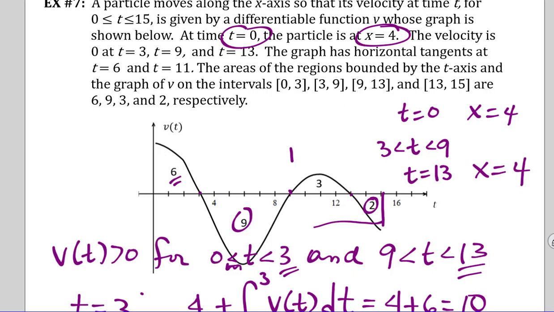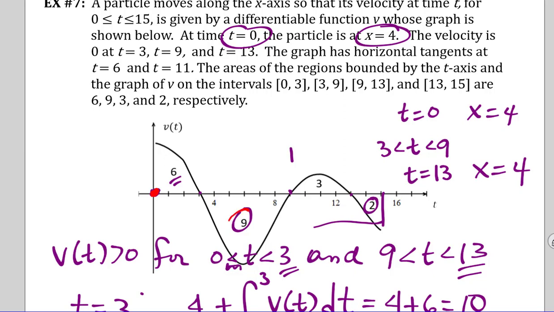Okay, so again, to recap, it started out at 4. X was equal to 4 at this point, because they told us that, right? At time equals 0, x was equal to 4. Then it moved forward. So once we're going forward all the way to 10, 4 plus 6 is 10, then we don't have to worry about 4 again.